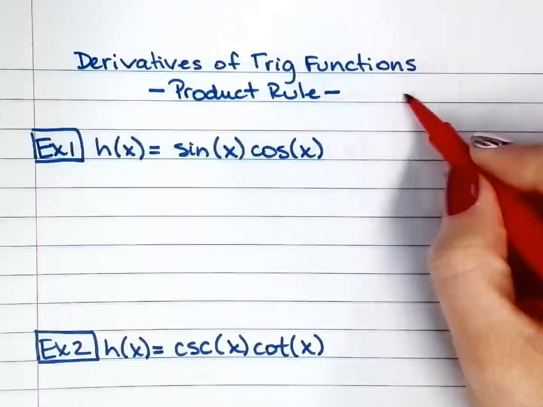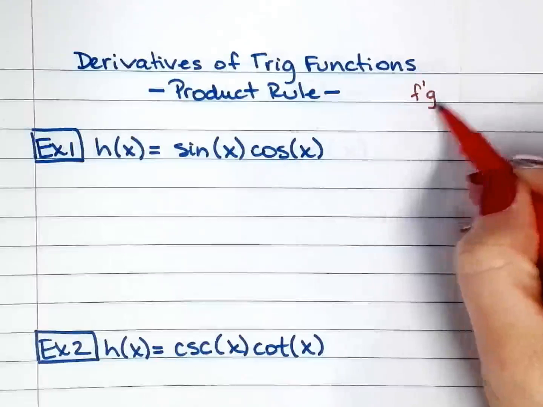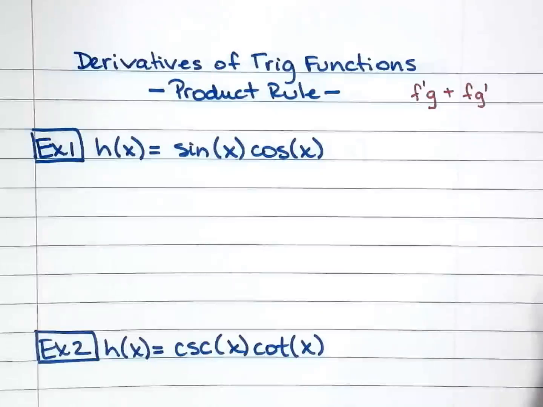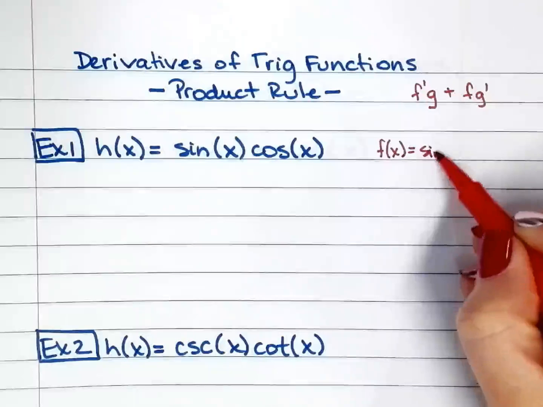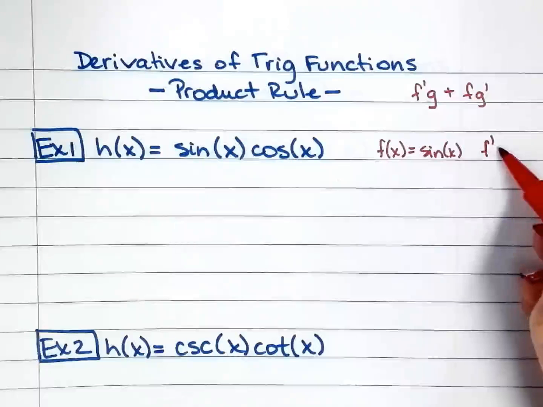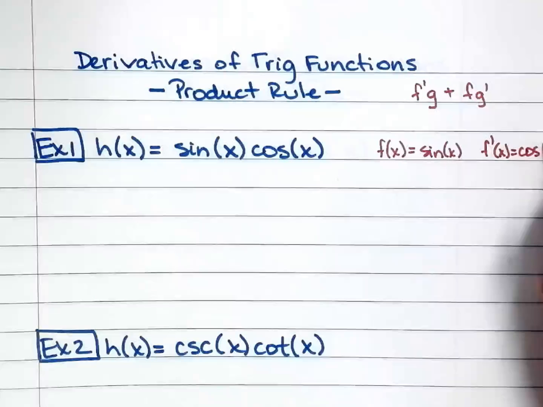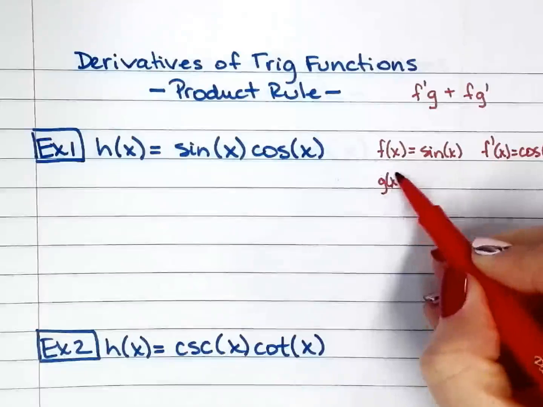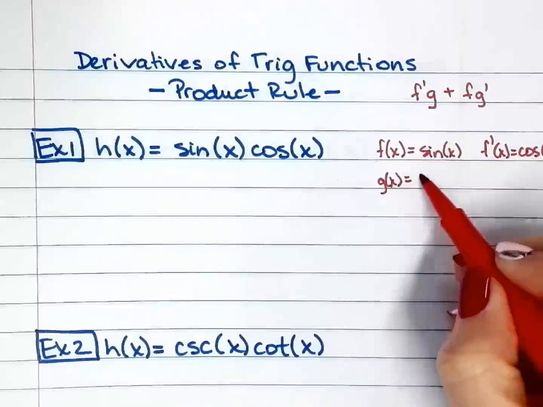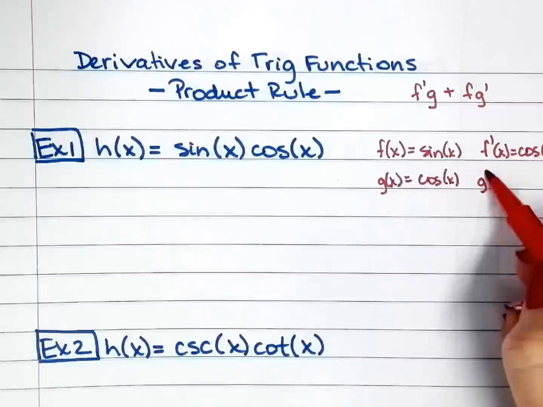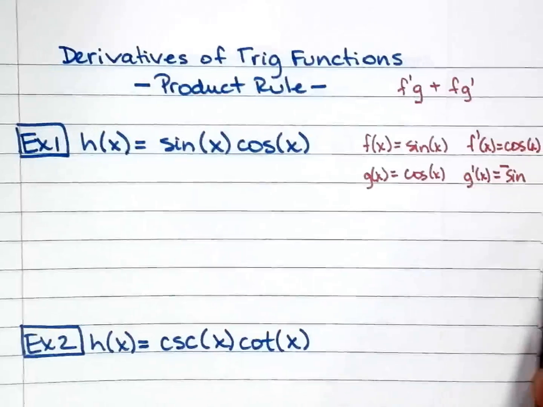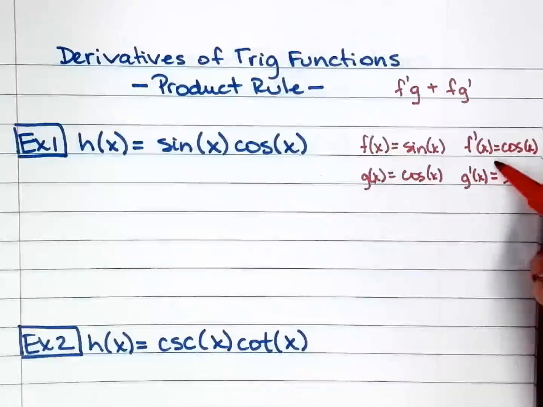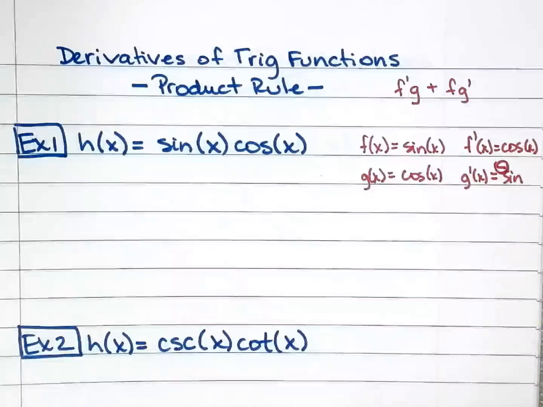Remember that the product rule is f prime g plus f g prime. Easy way to remember. And so off we go. We're going to label f of x as sine of x, and then the derivative of sine is cosine of x. Now, g of x is going to be cosine of x, and g prime, or the derivative of cosine, is negative sine of x. You can barely see that in the end, but notice that this negative is very important.